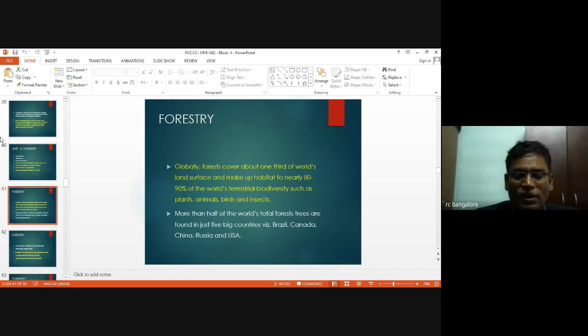Globally, forests cover about one third of the world's land surface and make up the habitat of nearly 80 to 90% of the world's terrestrial biodiversity, such as plants, animals, birds and insects. More than half of the world's total forest trees are found in just five big countries: Brazil, Canada, China, Russia, and USA.